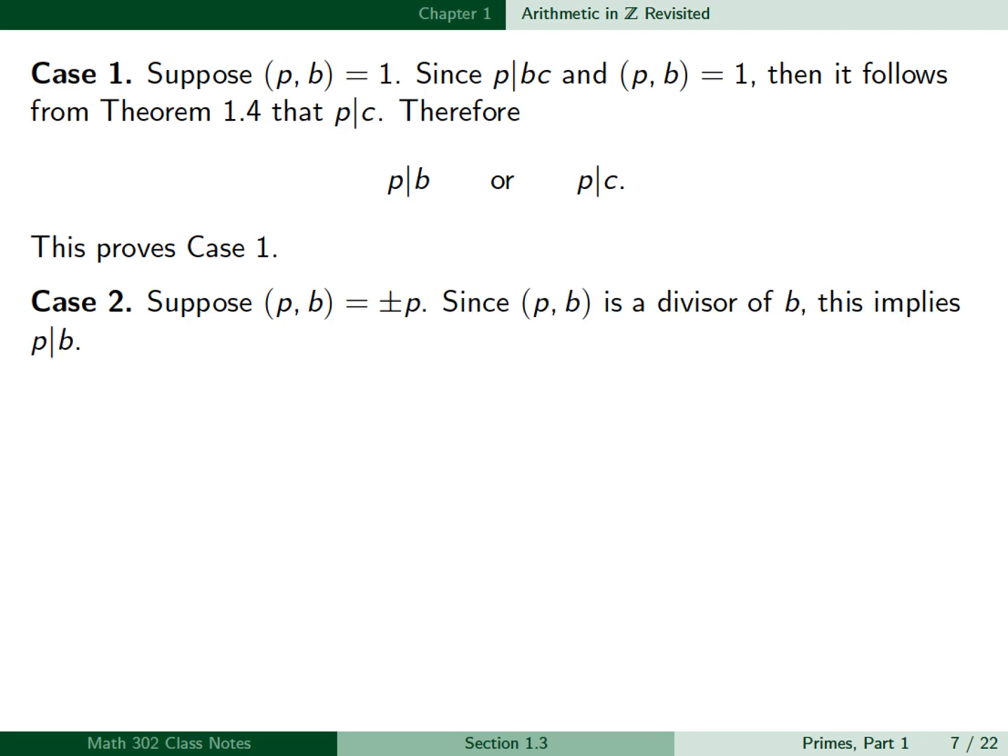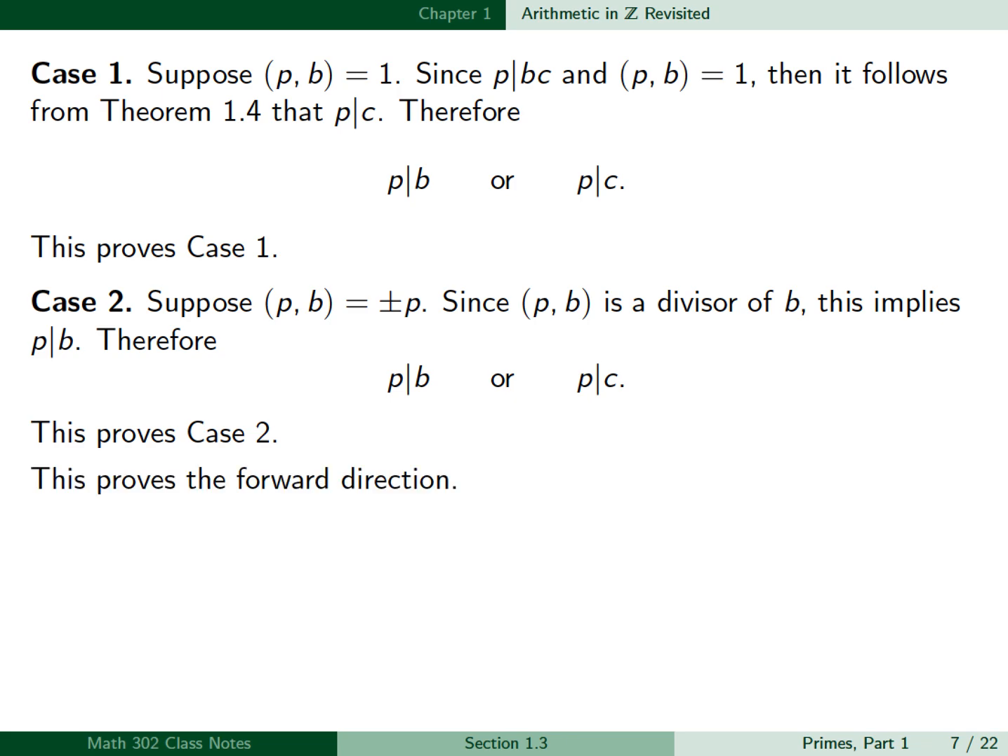Since the GCD of P and B is a divisor of B, this implies that P divides B. And therefore, our conclusion, P divides B or P divides C, is true. And this proves case 2. And this proves the forward direction.